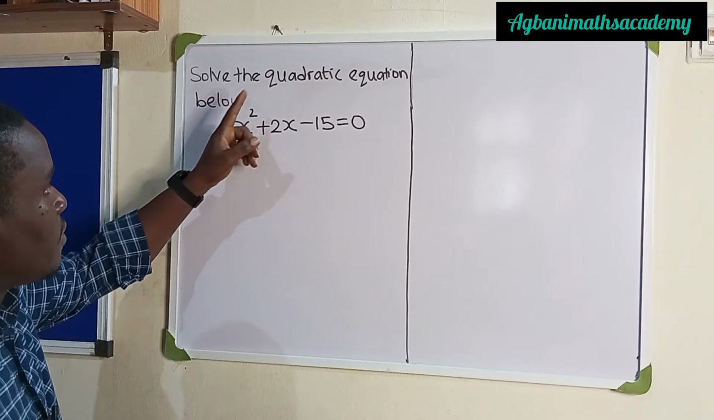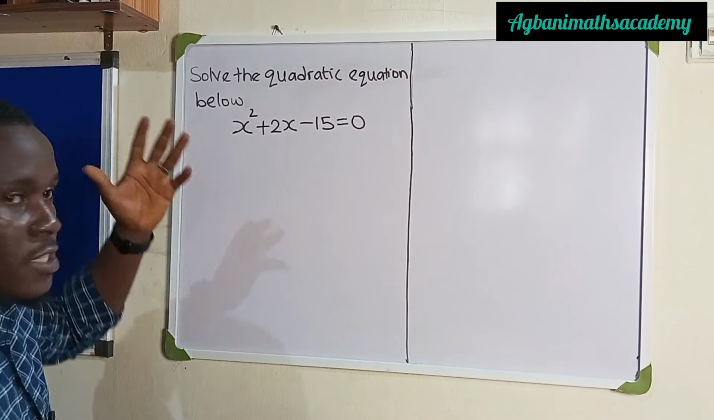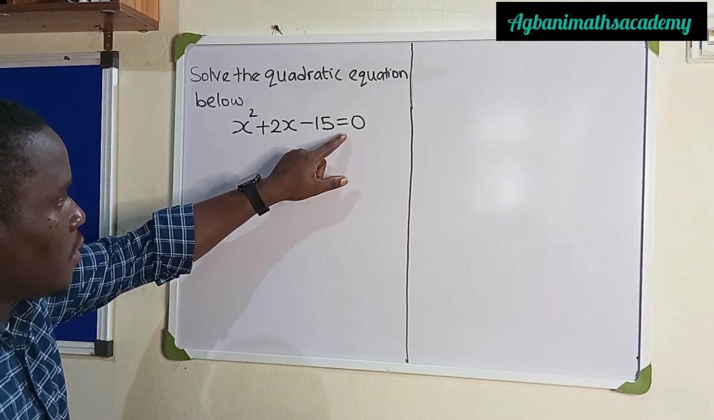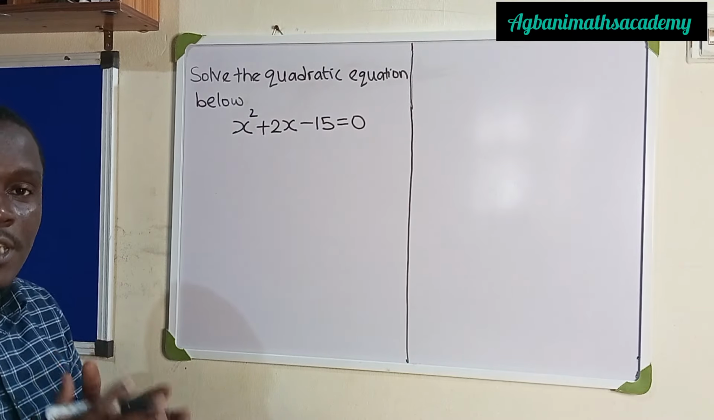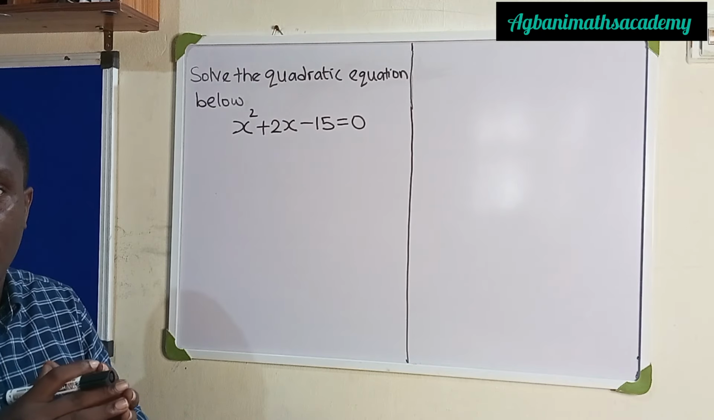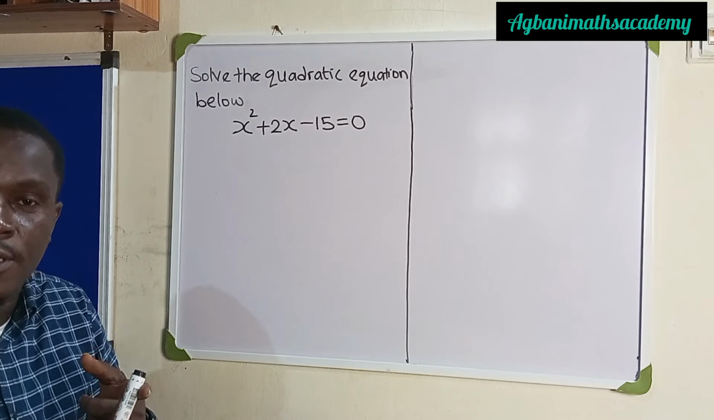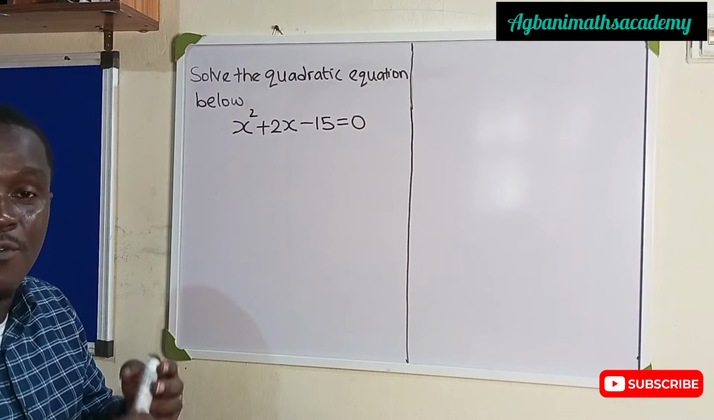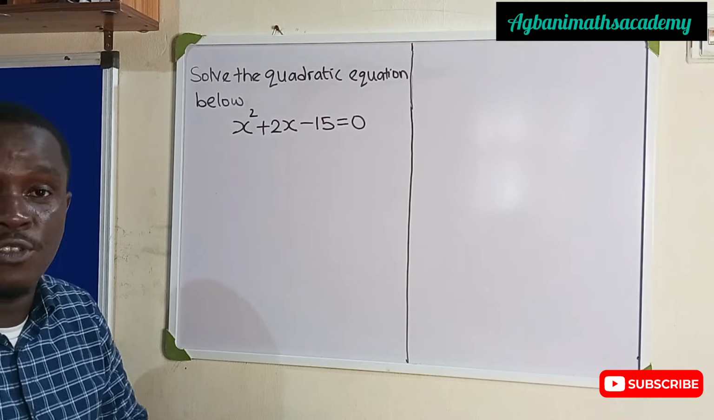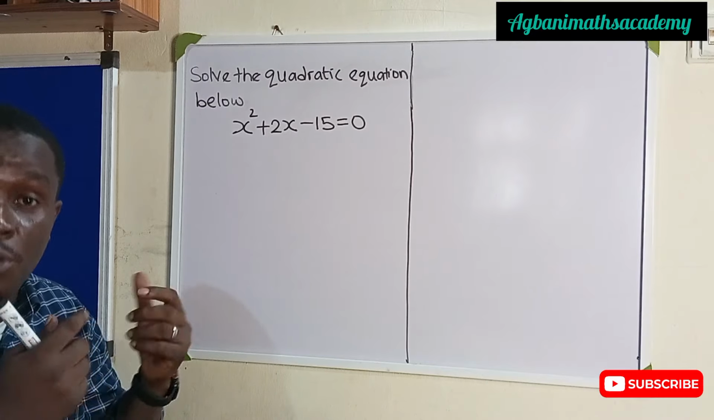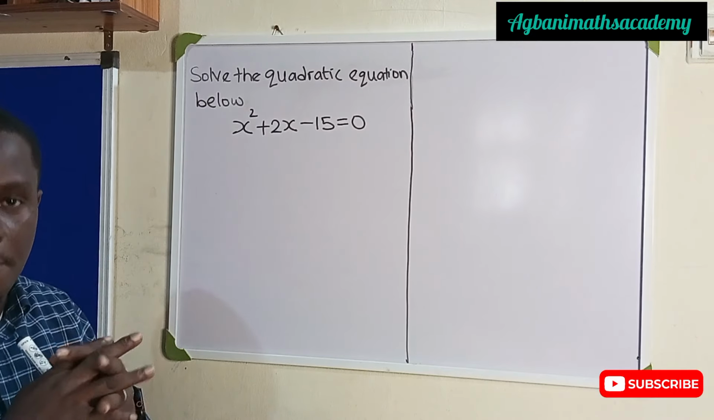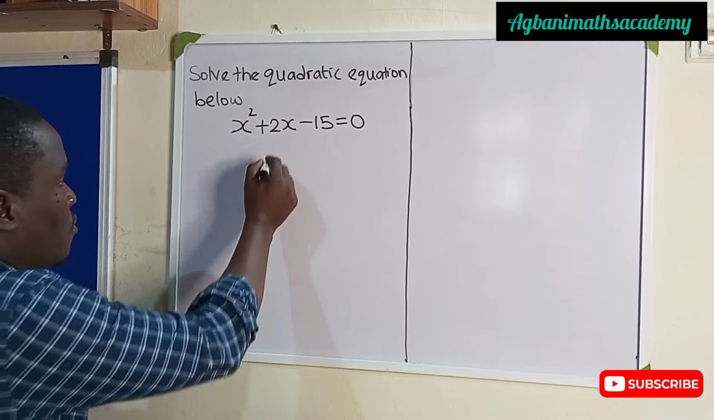We're told to solve the quadratic equation below. The equation is x squared plus 2x minus 15 is equal to 0. So this is a simple quadratic equation. There are different ways of solving quadratic equations. We have the factoring method, we have the formula method, and we have the completing the square method. In this particular video, we're going to use the factoring method. But right after this video, I'm going to solve this same equation using the formula method. So let's solve. Solution.